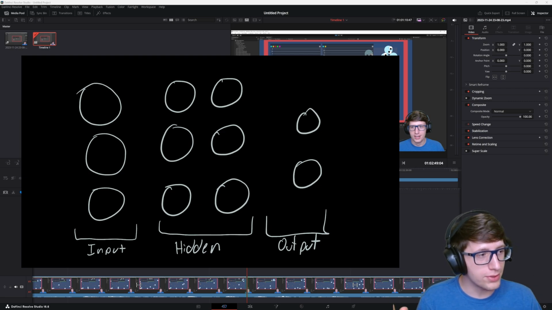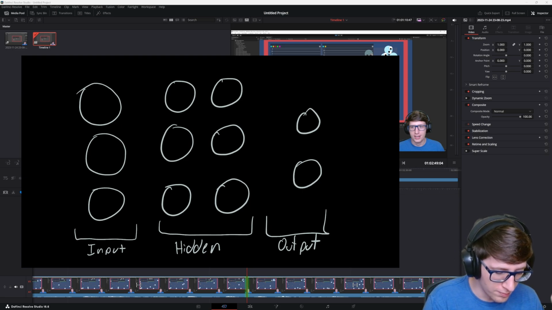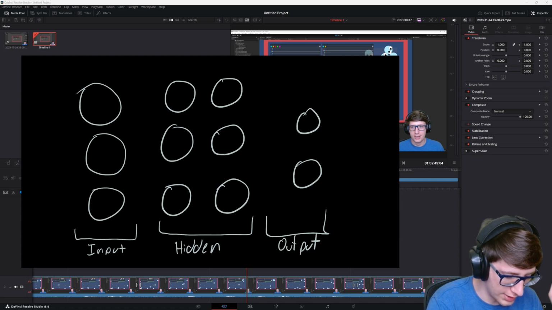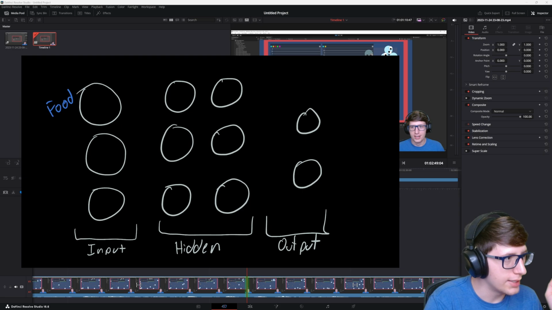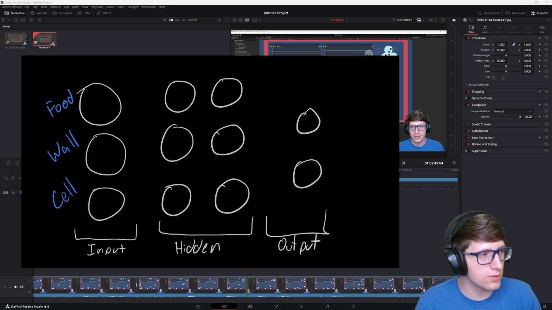So we put things into the input. So let's say, for example, that we have the eyes. So like this one is food that it might see. This one is wall. And this one is cell for when it sees another cell. So these are the 3 inputs. It can see 3 different things.